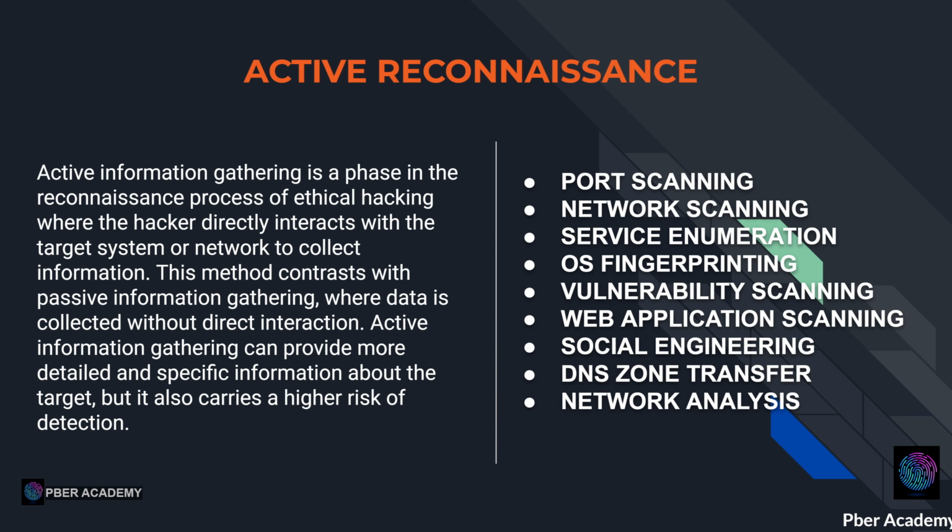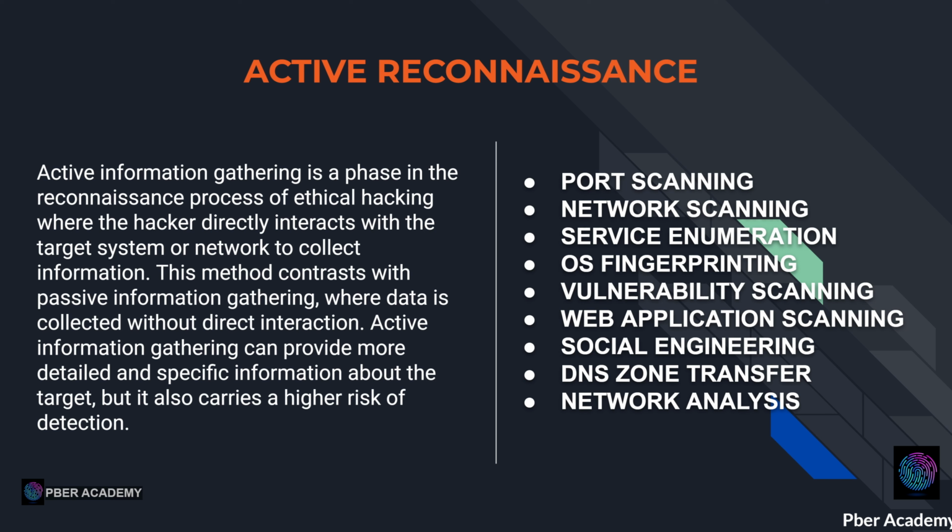Active reconnaissance. Basically, active information gathering is a phase in the reconnaissance process of ethical hacking where the hacker directly interacts with the target system or network to collect information. This method contrasts with passive information gathering, where data is collected without direct interaction. Active information gathering provides more detailed and specific information about the target, but it also carries a higher risk of detection. There are a few techniques, like port scanning.